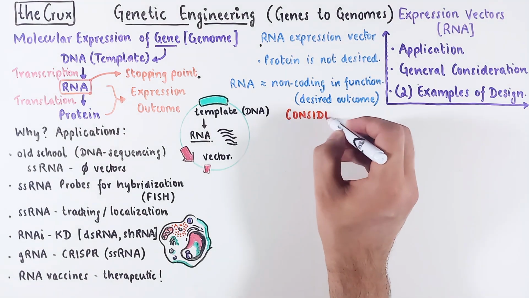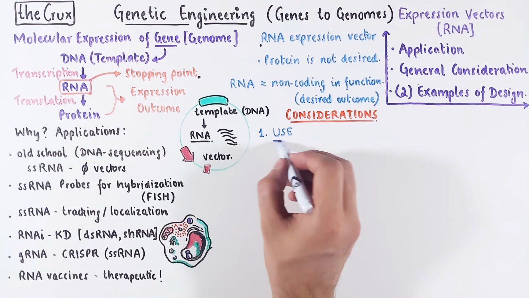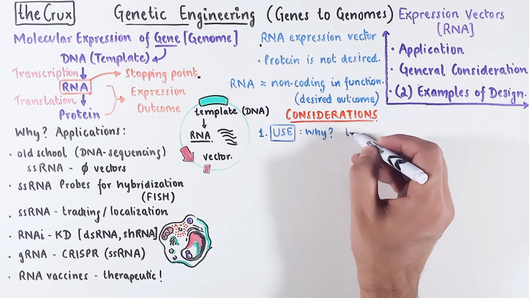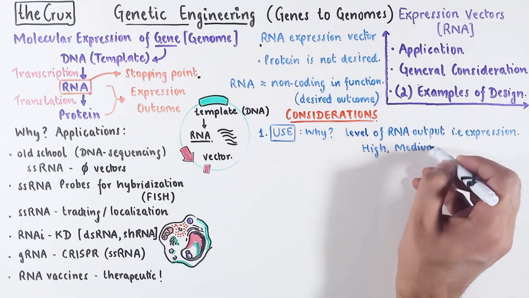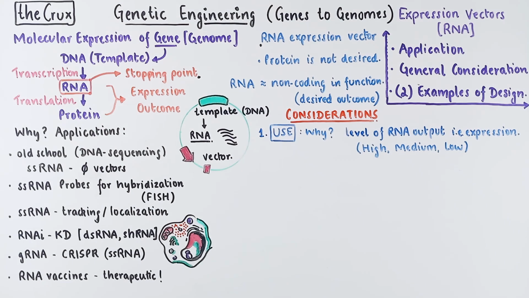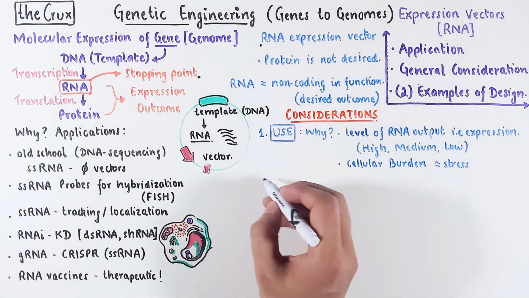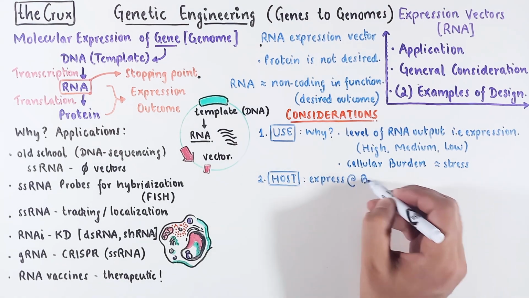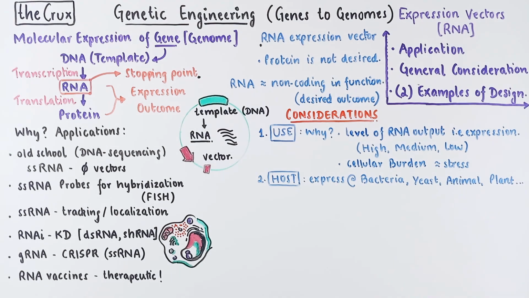Let's talk about some general principles and considerations when working with RNA expression vectors. First, the usage. Why do you want to do this? Or what is your application? This will often determine the level of RNA output or the expression level. On a relative scale, this could be high, medium, or low. The expression level oftentimes determines the cellular stress. Second, you should know the host in which the RNA is going to be expressed. The choice ranges from prokaryotes to eukaryotes.